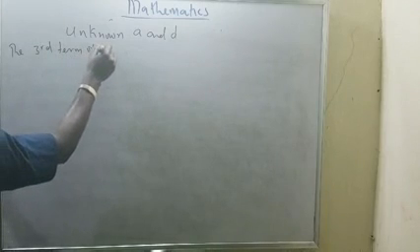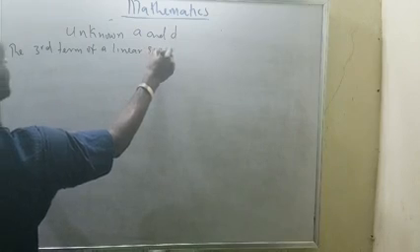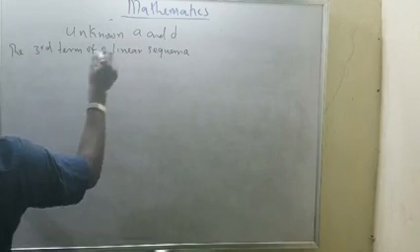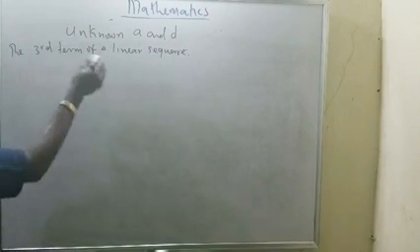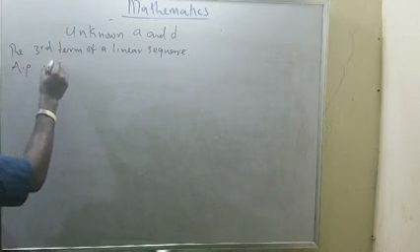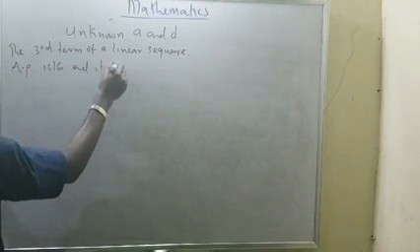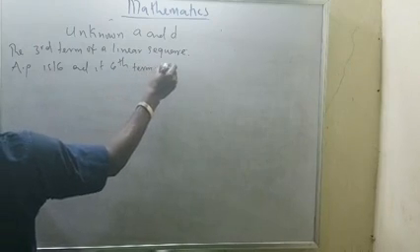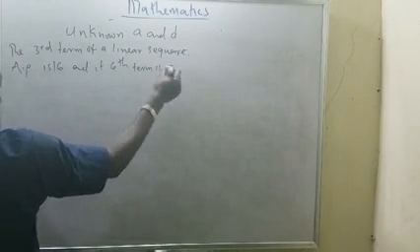Now, for a solution, for instance: the third term of a linear sequence, AP, is 16 and its sixth term is 34.